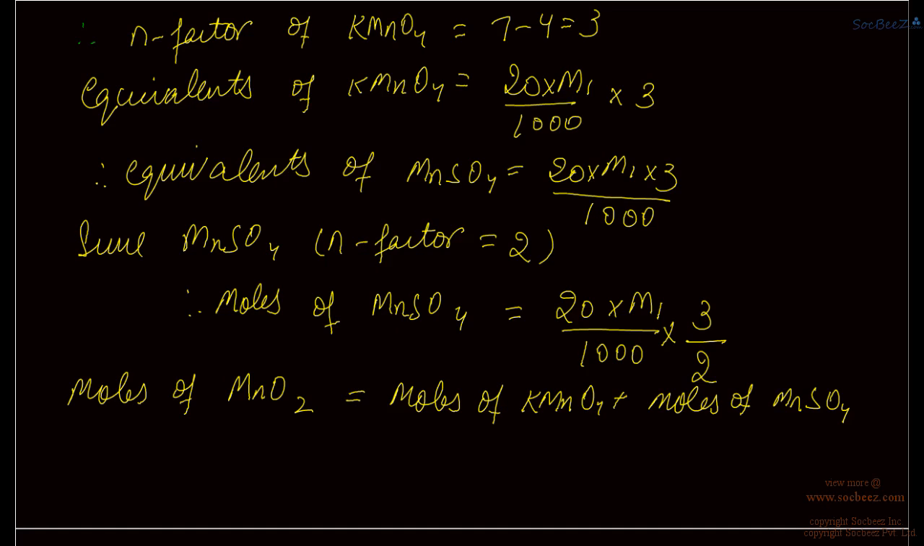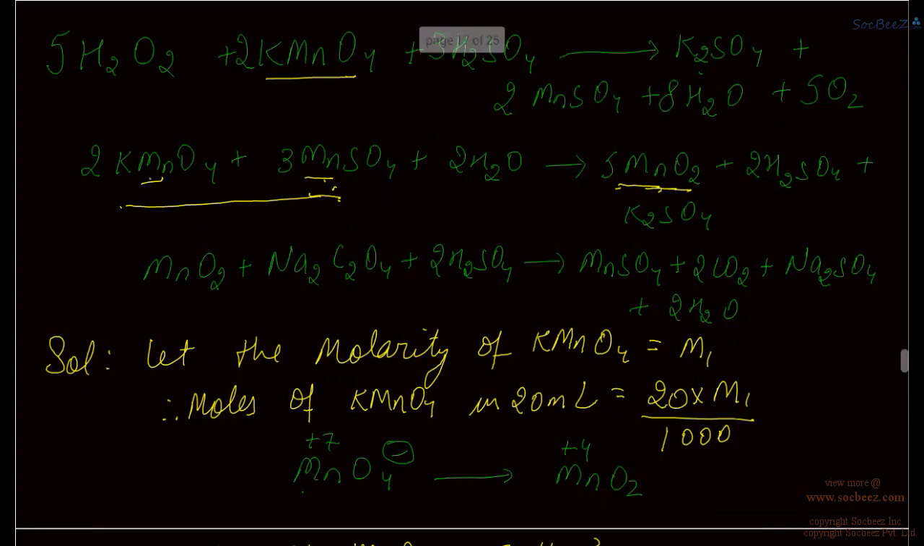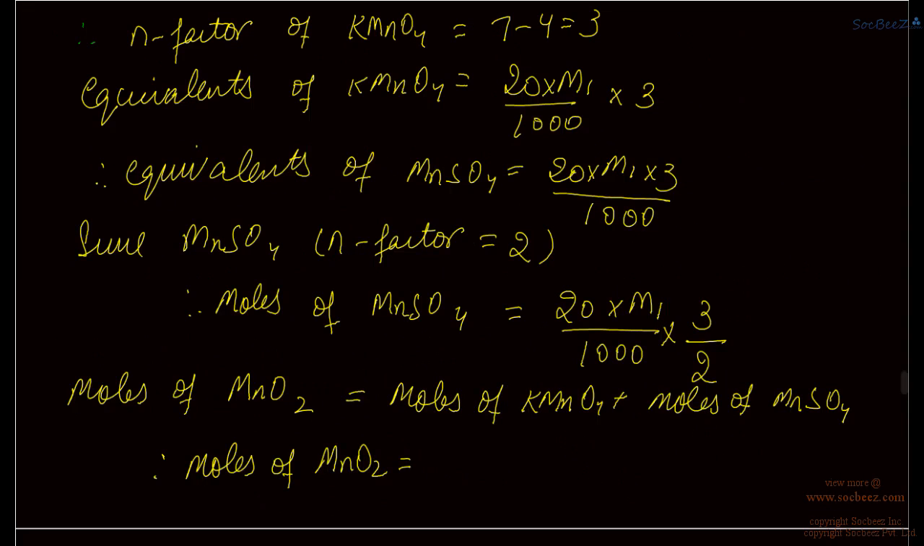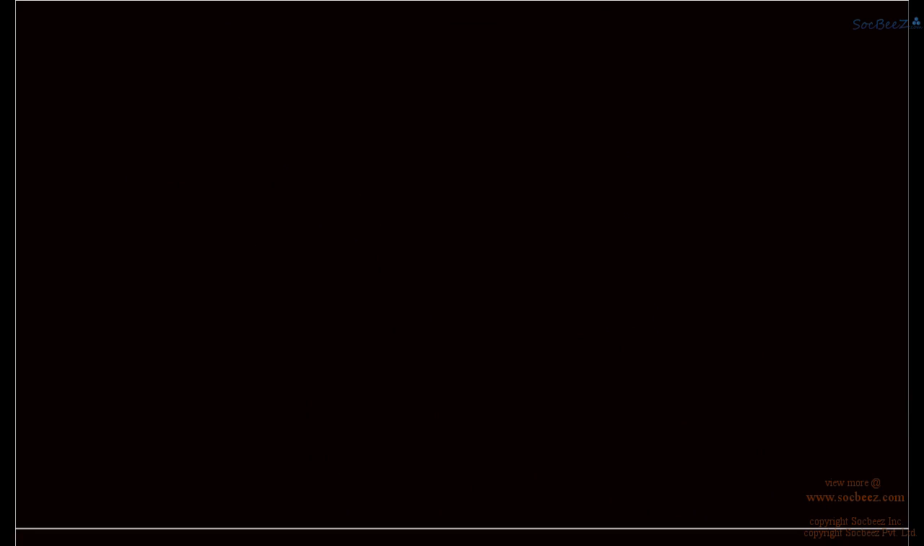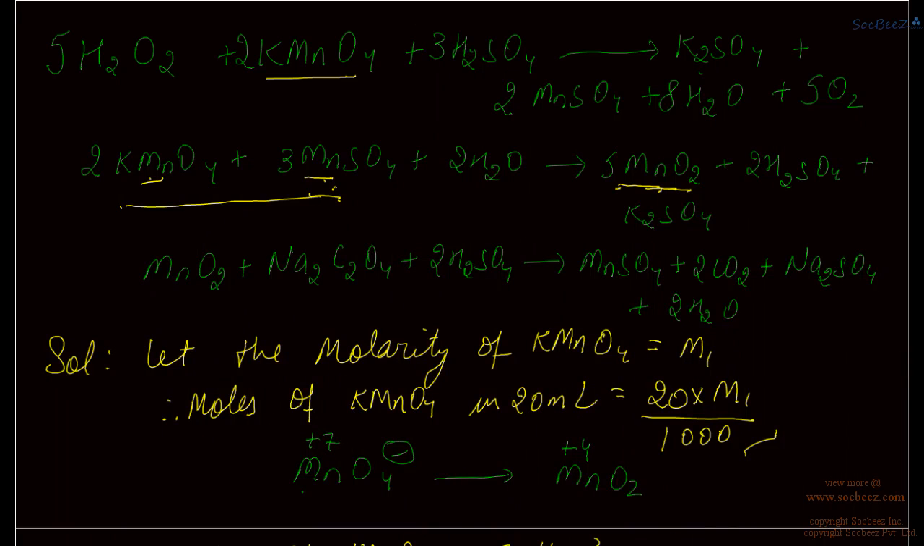So we will calculate the moles of MnO2. Moles of MnO2 equals the total number of moles of KMnO4, which we have got here, and the total number of moles of MnSO4, which is this, equals 20 into M1 upon 1000 plus 20 into M1 into 3 by 1000 into 2. So this is the total number of moles of MnO2. Going further, we come to the third reaction. Sodium oxalate is reacting with MnO2 to give MnSO4, CO2, Na2SO4 and 2H2O.